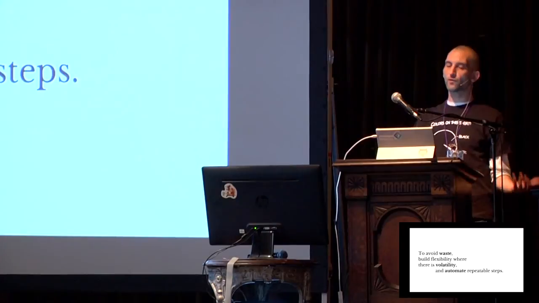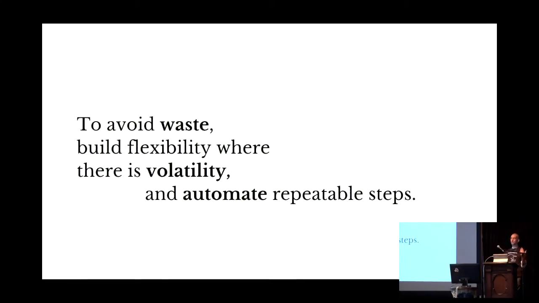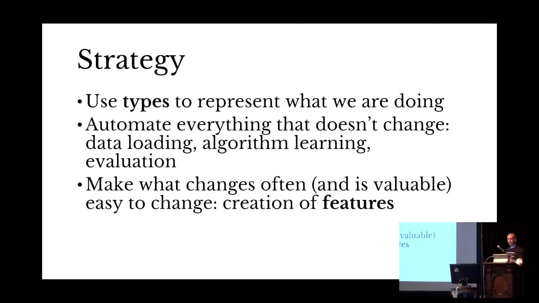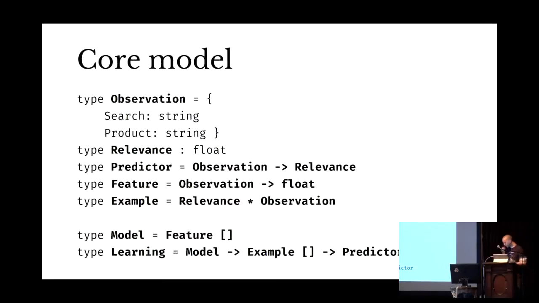So to avoid that, the take was, let's see if we can actually build flexibility in our process on the places where we're going to have lots of change and automate everything else. So the strategy we followed was use types, because that's what F# people do, automate everything that doesn't change, and make the creation of features as easy as possible. And this was amazingly, or surprisingly, simple.